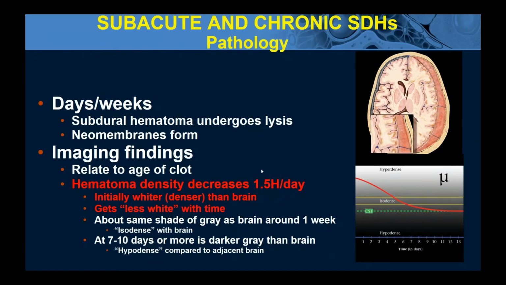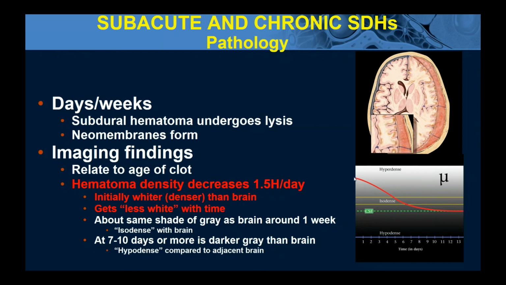Now, subdural hematomas can be subacute and chronic as well. It takes several days, maybe several weeks, for the hematoma to undergo lysis and the blood products begin to resolve. And here on your upper right-hand corner, you can see a subacute subdural hematoma. It's not purplish red. We've drawn it in pinkish to show that it's beginning to lyse its blood products. Hematomas decrease in density about 1.5 Hounsfield units, which is just a way of measuring how dense something is.